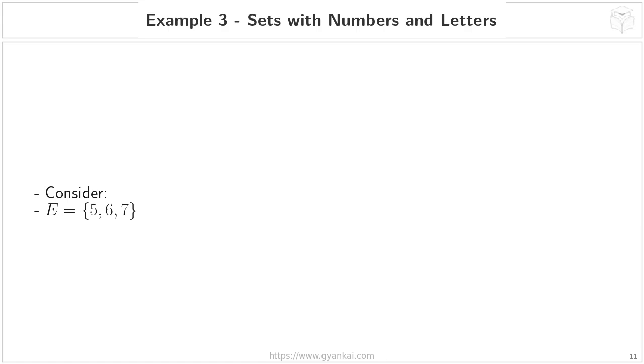Set E contains the numbers 5, 6, and 7, so we can write that as E equals the set containing 5, 6, and 7. And set F contains the letters X and Y, so F equals the set containing X and Y. Just to recap, remember that the Cartesian product will give us a set of ordered pairs. We'll take each element from set E and pair it with each element from set F. We'll do this systematically, step by step, just like we did in the previous examples.